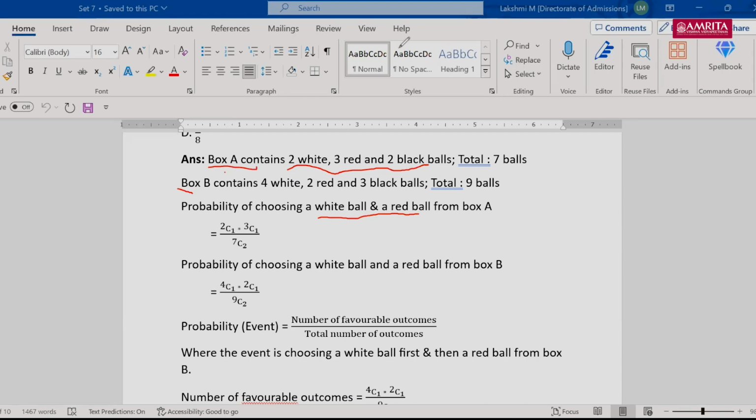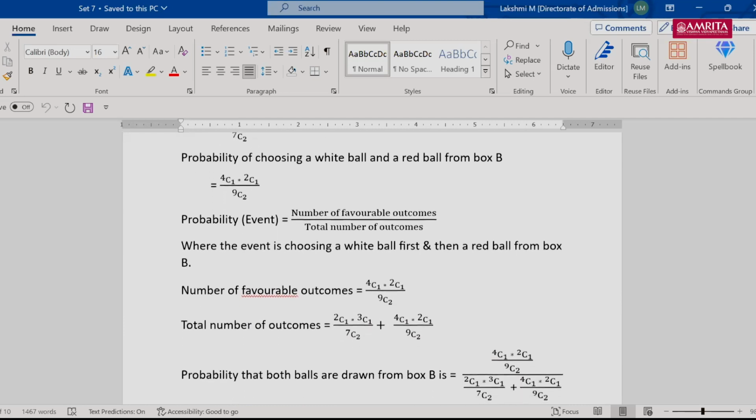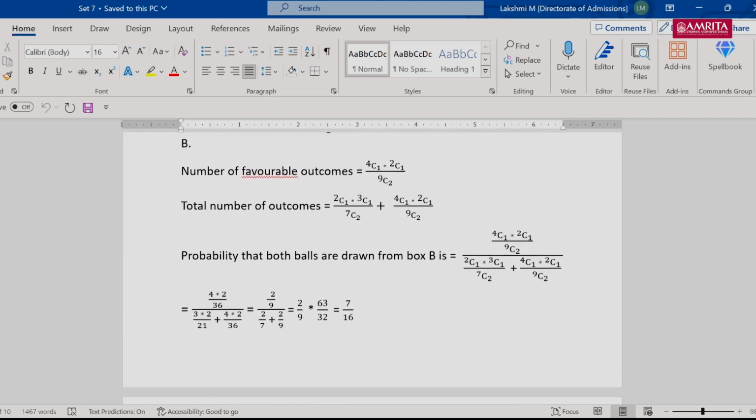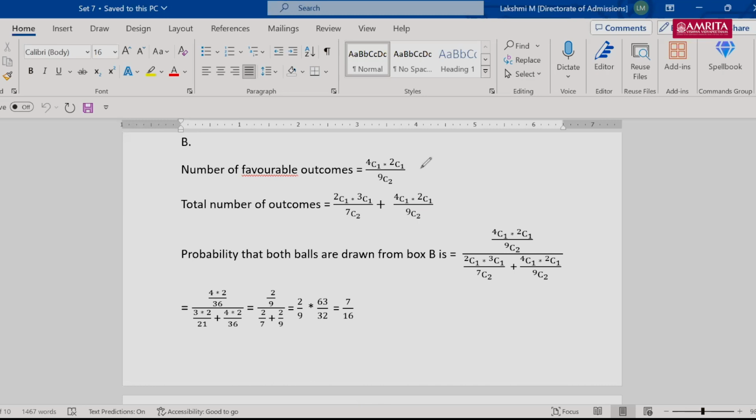Now, what is actually the probability here? We have to consider that the event has to occur from B. So the case of B is 4C1 into 2C1 by 9C2. Dividing this by the total, you get the answer as 7 by 16. I think almost all of you got this correct. A lot of students have given the correct answer.